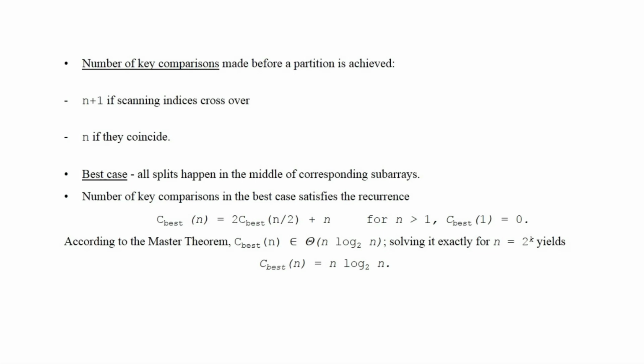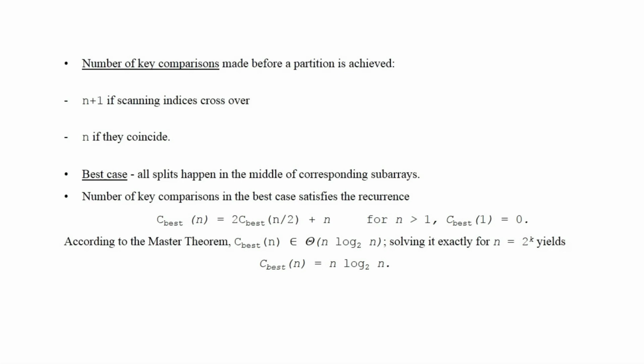The number of key comparisons that are made before a partition is achieved is n plus 1 in the case where the scanning indices cross over, and it is only n if they coincide. So the best case occurs when all the splits or partitions occur at the middle of the corresponding subarray.